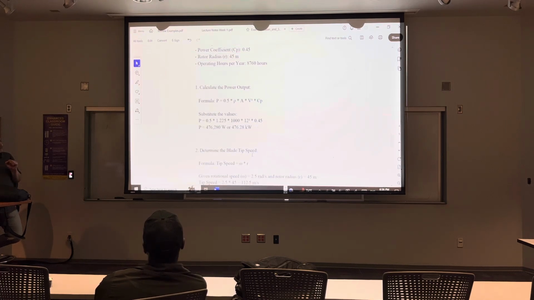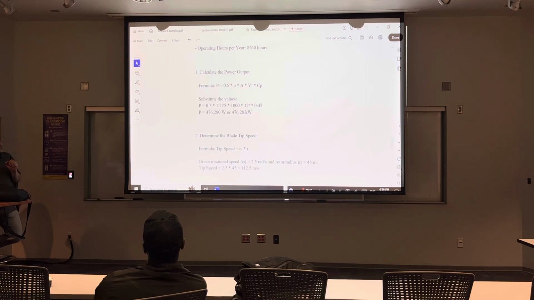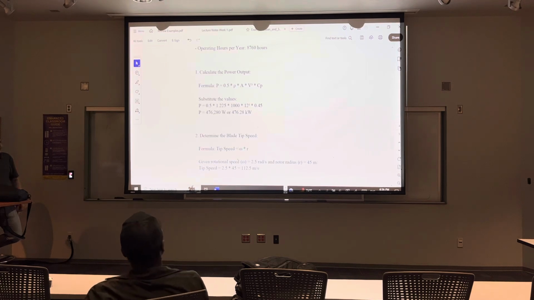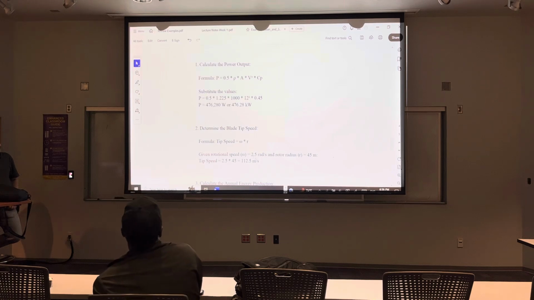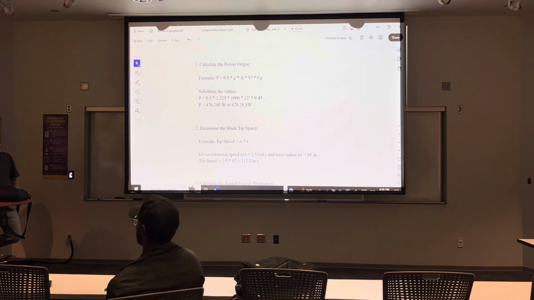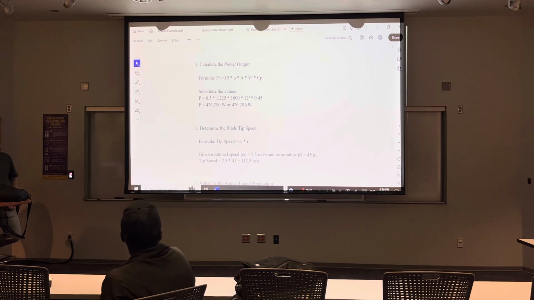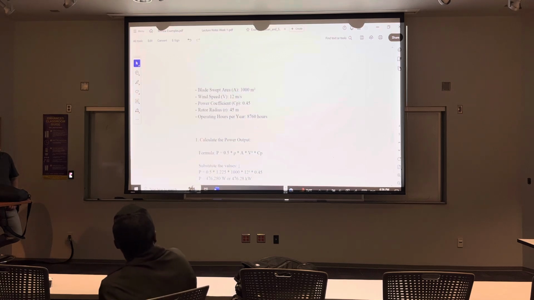Blade tip speed, formula: tip speed equals omega times R. With 2.5 radian per second rotor speed, it equals 2.5 times 45. I think here it is 45, yes, 45. Or you can calculate it from this one.